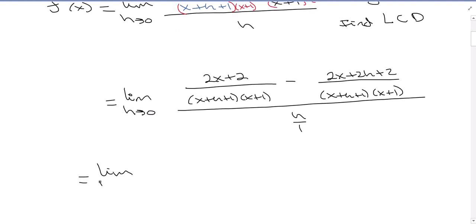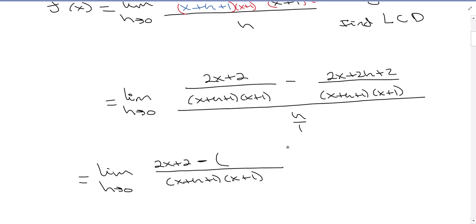So I'm going to have the limit as h goes to 0 and my same denominator, x plus h plus 1 times x plus 1, the common denominator. And now I'm going to combine the numerators, right? Once you have the same denominator, you can subtract, in this case, the numerator. So I'm going to have 2x plus 2 minus, and then I'm bringing this whole thing in. I'm going to use parentheses so I don't forget to distribute the negative. If you're pretty good at distributing the negative as you go, then that's fine.